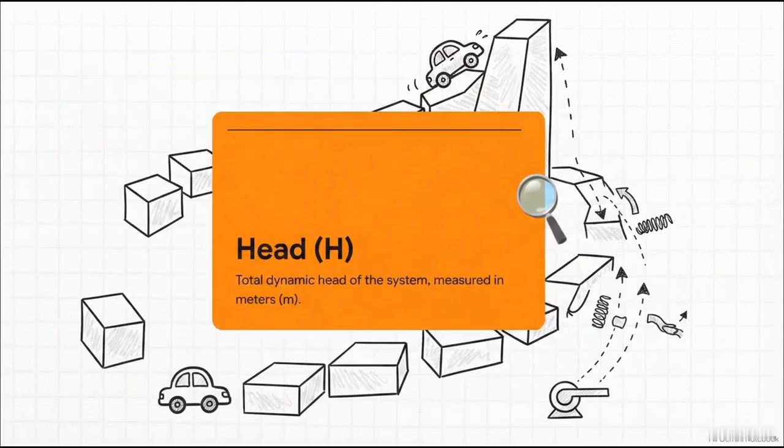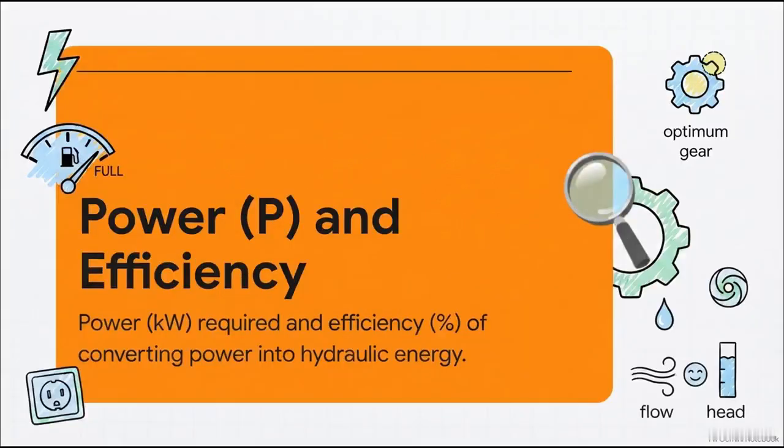Next up, we have head, represented by the letter H and measured in meters. This represents the total dynamic head of the system. Now, in everyday terms, this is basically your system's lifting requirement, or the total pressure resistance it has to overcome. If flow rate is your car's speed, well, head is the steepness of the hill you're trying to drive up. It's literally the total energy your pump has to deliver to lift and push that fluid to where it needs to go.